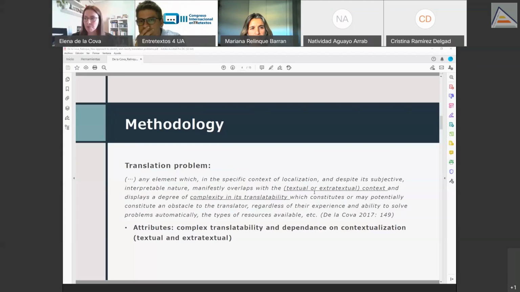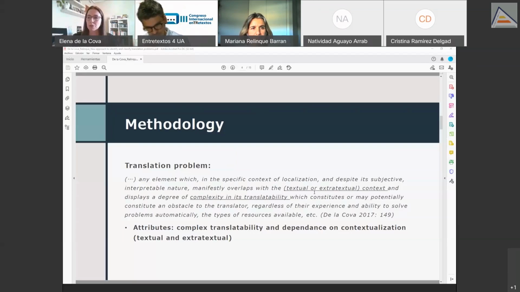So as you can see, this definition of translation problem focuses on localization content because it's part of a localization study of online help content, but we are tweaking it and changing it so that it can be used in other fields, and we are already using it in other fields.